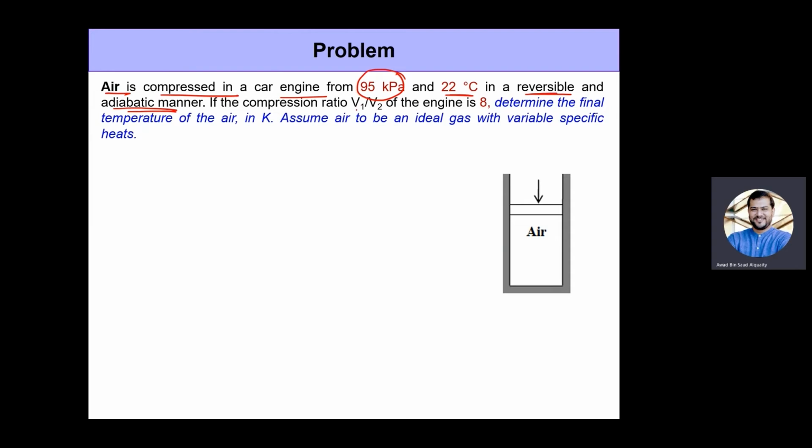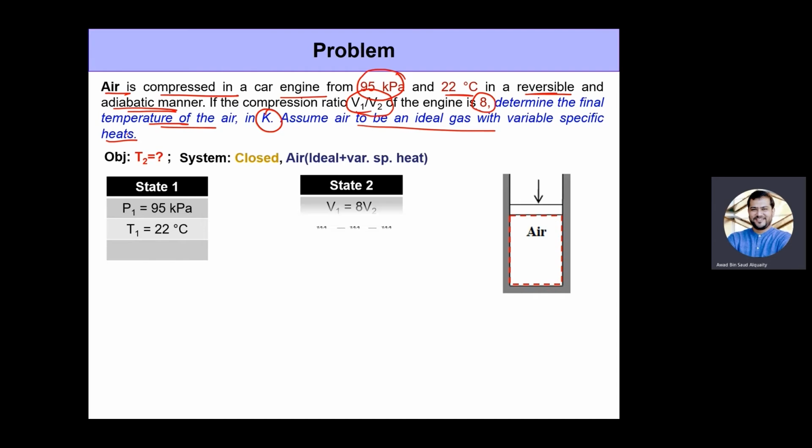Now, if the compression ratio V1 by V2, this is the ratio of the volumes of the engine, is 8, right? Which means that the initial volume divided by the final volume is equal to 8. We need to determine the final temperature of air in Kelvin, assuming air to be an ideal gas with variable specific heat. So now let's note down what we know and what we need to determine.